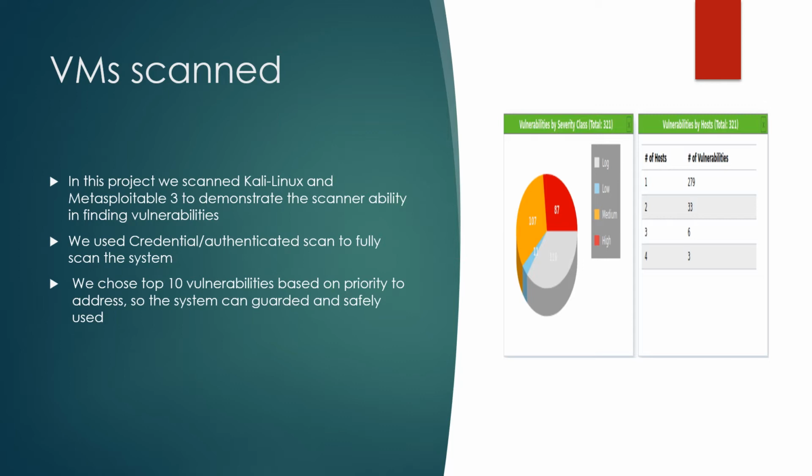Of the top 10 vulnerabilities found on these three systems, we determined that we are addressing two vulnerabilities from the Kali system and eight from the Metasploitable 3. These are the vulnerabilities that need to be addressed because they are actually threatening the system, and if exploited, they will give the attacker full access to the system.